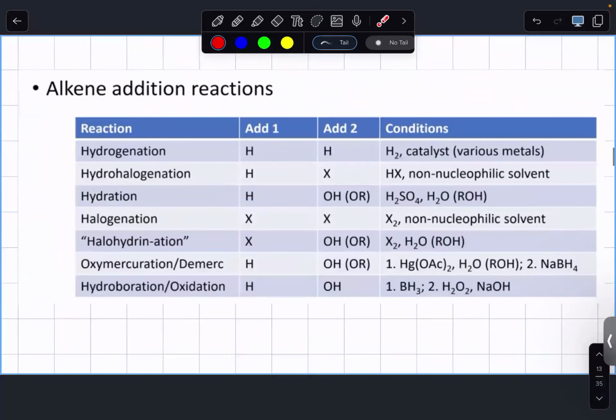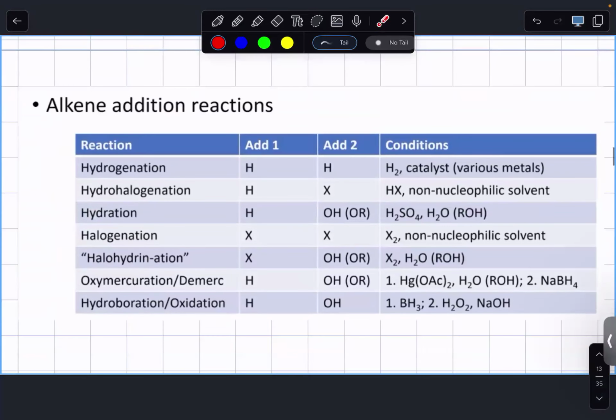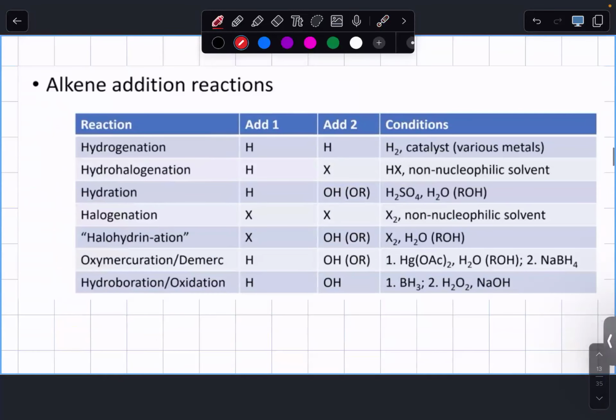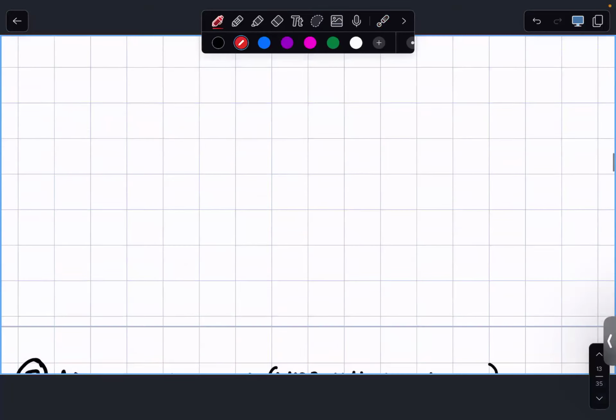So here are the upcoming reactions that we're going to learn about. We went over hydrogenation already. Now let's go over hydrohalogenation. Okay.